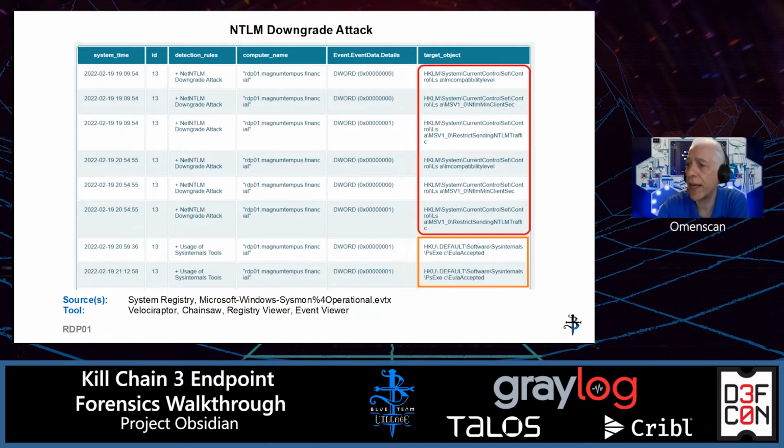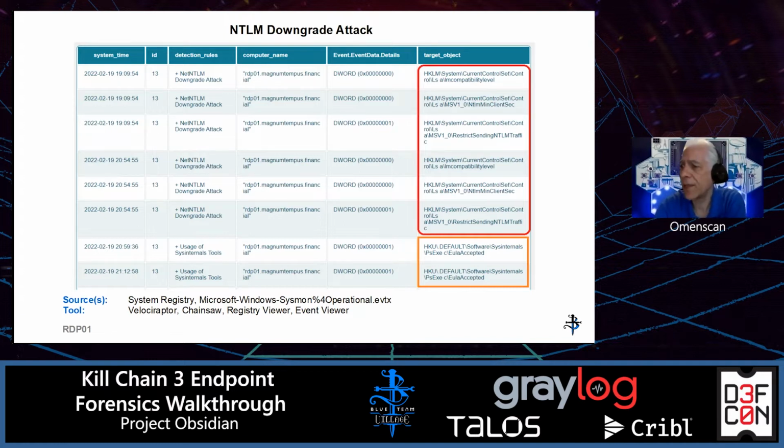So we see evidence of that activity, and if we wanted to, we could actually look in the user's registry, actually not in the user's registry, in the machine registry, HKEY_LOCAL_MACHINE, and we would find the evidence in LmCompatibilityLevel, NtlmMinClientSec, and RestrictSendingNTLMTraffic. We would find evidence in those keys that NTLM had been set to allow downgrading.